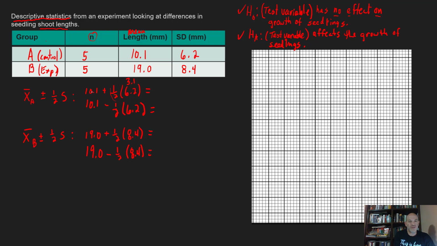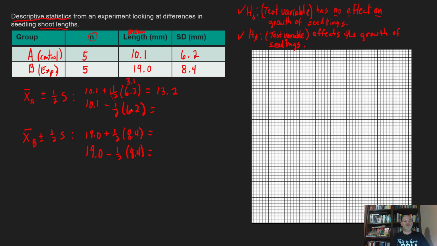So really what we're going to do is we're going to take 10.1 and add it to that quantity. The quantity of 1/2 times 6.2 is 3.1. So 10.1 plus 3.1 is 13.2. That would be your high value above the mean. Okay, it's 1/2 the unit, the standard deviation units above the mean.